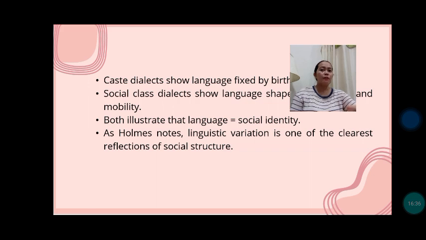So to wrap up, caste dialects show how language is shaped by fixed social hierarchies. Social class dialects show how language reflects prestige and mobility. Both demonstrate that language is a strong marker of identity. It signals who we are, where we come from, and how we fit into society. As Holmes emphasizes, linguistic variation is one of the clearest reflections of social structure.